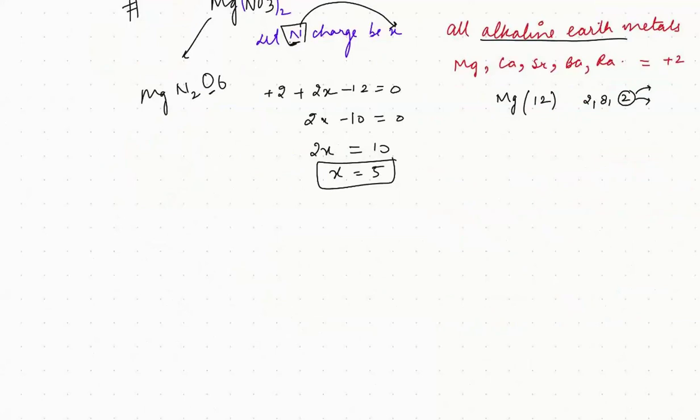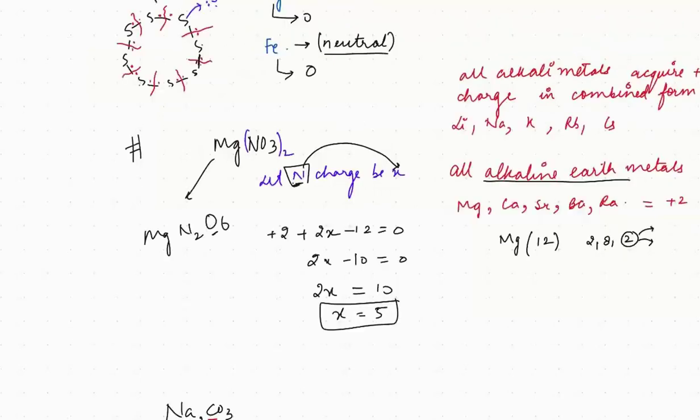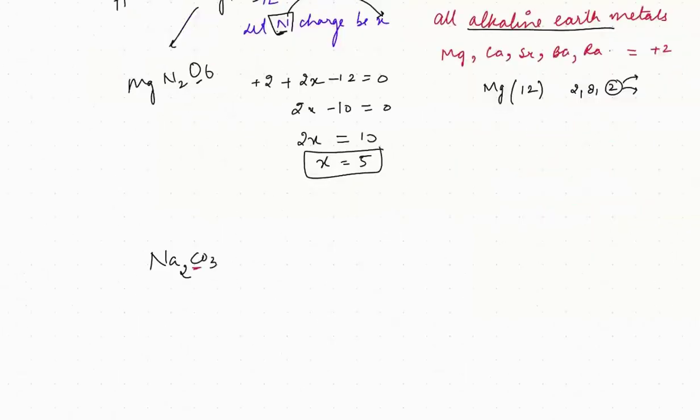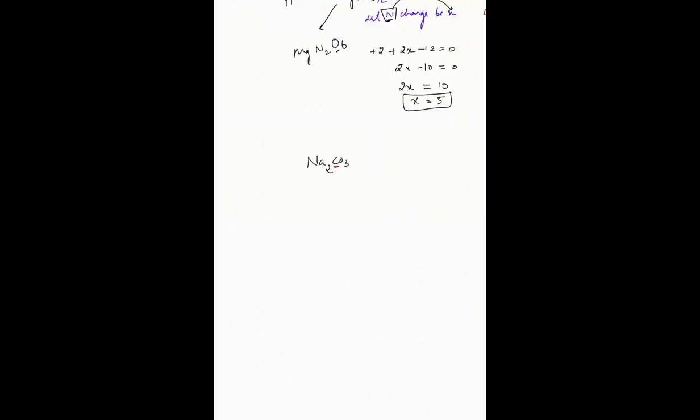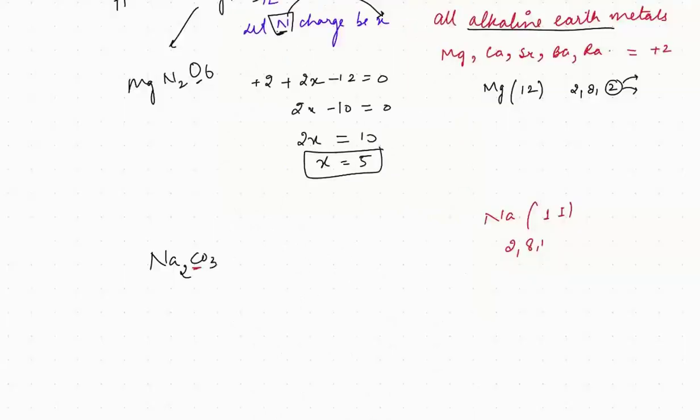Next we have Na2CO3. That's the complex. Now in Na2CO3, you have to calculate the charge on carbon. The first method is you should know that sodium belongs to the alkali metals. Na's atomic number is 11, so its configuration is 2, 8, 1. What exactly does that mean? It is going to lose 1, so Na acquires a +1 charge.